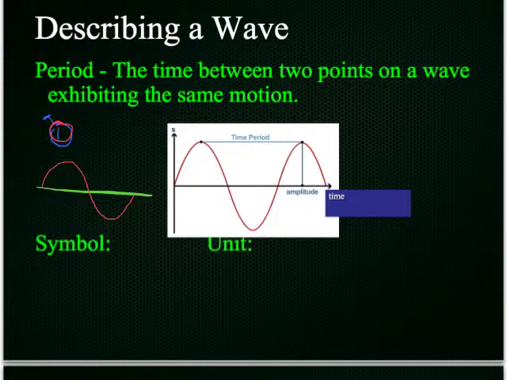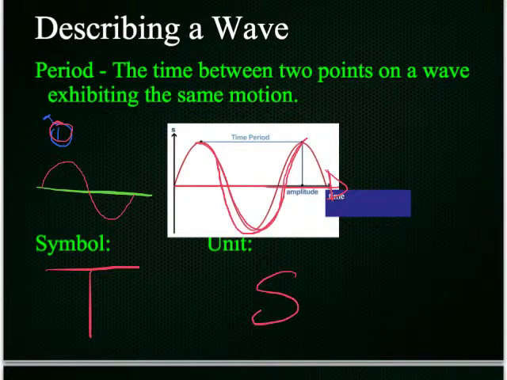Okay, so on this graph here we've got now time on the x-axis. Before we had distance, now we've got time. It is the time to go for one complete wave. Symbol, capital T. Unit, seconds.